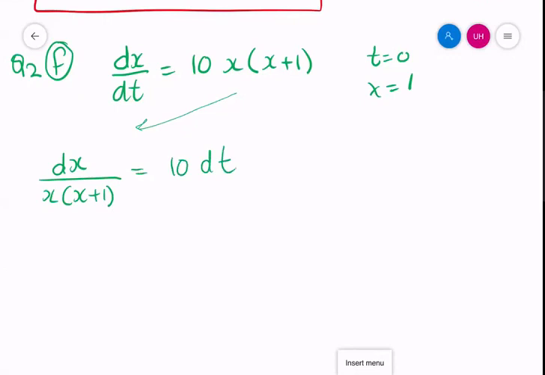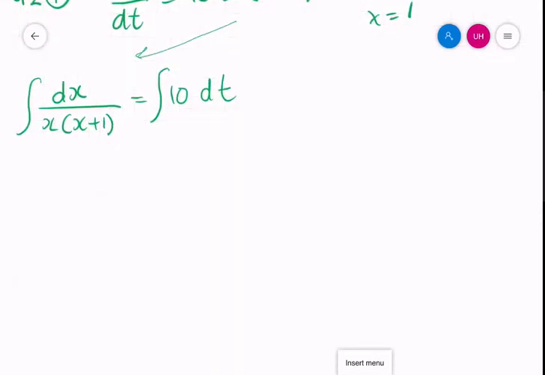Okay, and we integrate them both. As you can see, like what we did yesterday, because we have a fraction here and two terms multiplied together, we need to use partial fractions. So I will leave the integration for now for a bit. We need to work with the partial fractions first, solve it, and then go back to the integration.